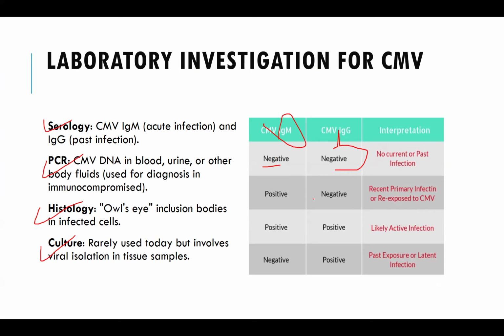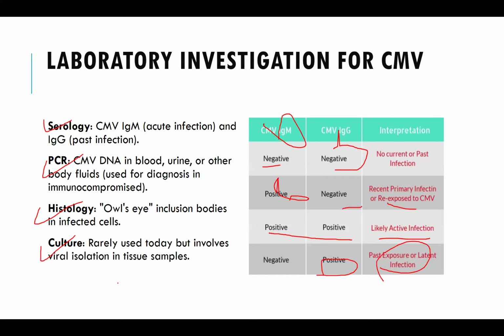But if you do IgM and it is positive, but IgG is negative, you know IgM is the antibody that your body produces in a short time. So this one will show a primary recent infection. But if both of them are positive, then this means that someone has an active infection actually. And if only IgG is positive, that means that this person was infected some long time ago.